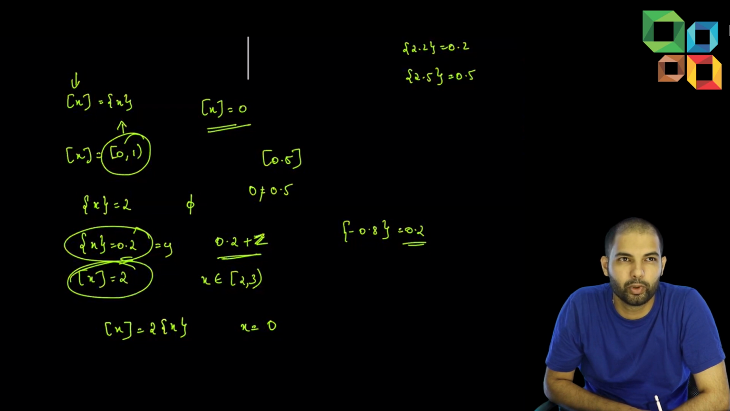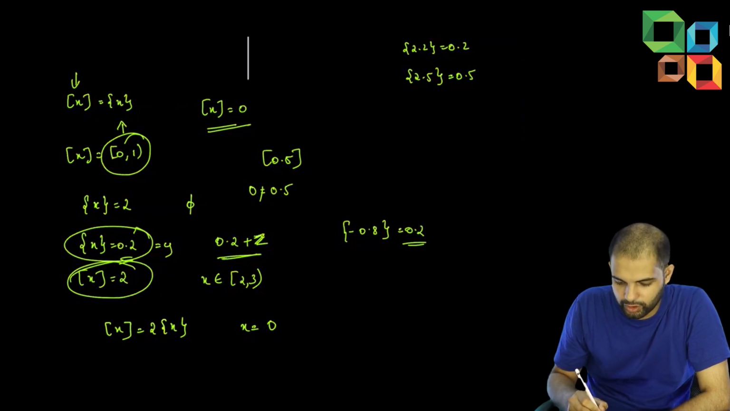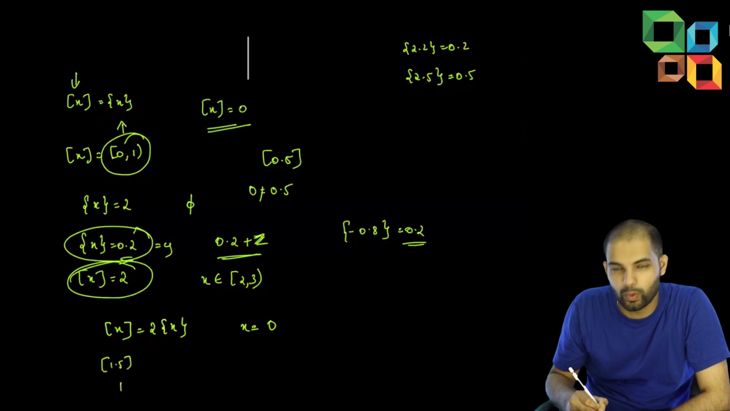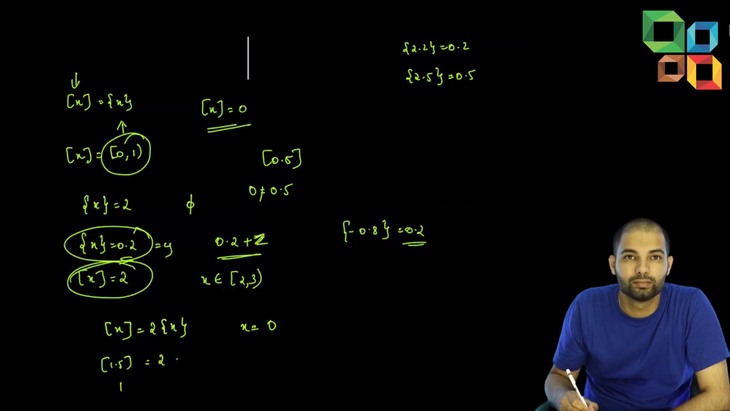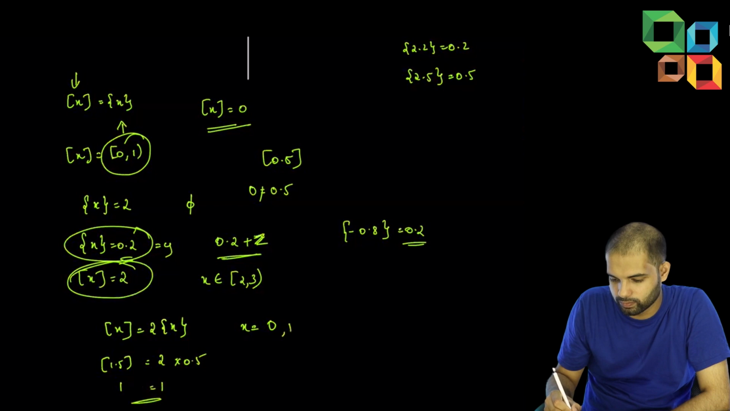Okay, we'll check for 1.5. Somebody is saying 1.5. So what is the integer part of 1.5? 1. So, right? What is the fractional part of 1.5? 0.5, right? 2 into 0.5. So these two are equal. Correct. 1.5 is actually a solution.